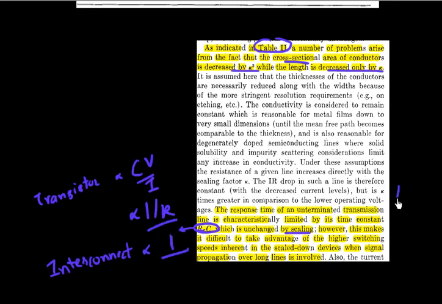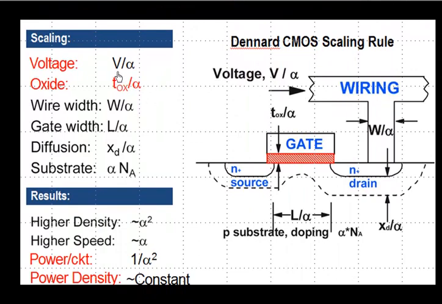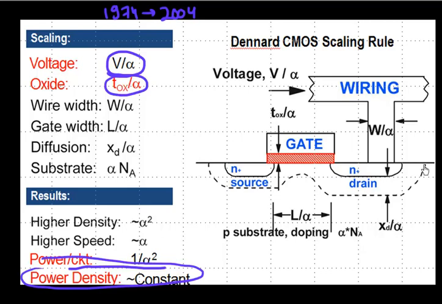And even in 1974, when transistor delay was dominating your overall circuit performance, he said that because of this non-scaling of the interconnect delay, it might one day become a big problem. And that, as we see later, did in fact turn out to be true. But for the most part of 30 years, this Dennard scaling progressed. It was smooth sailing from 1974 all the way to 2004. People were able to scale the voltage, scale the oxide thickness, and they reduced the power consumption per transistor. The power density remained constant.